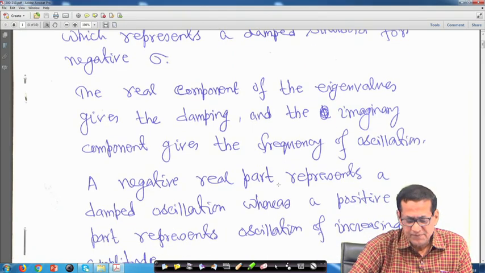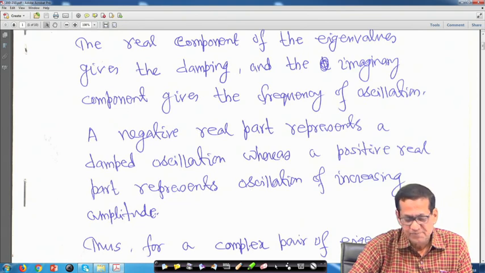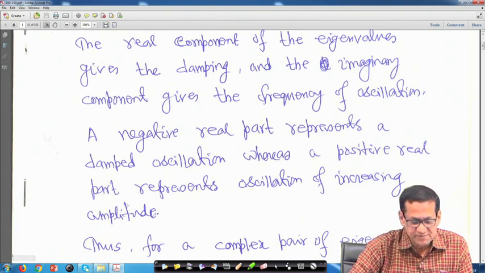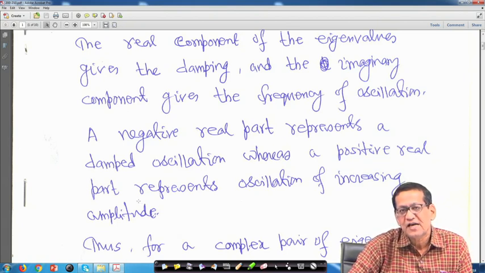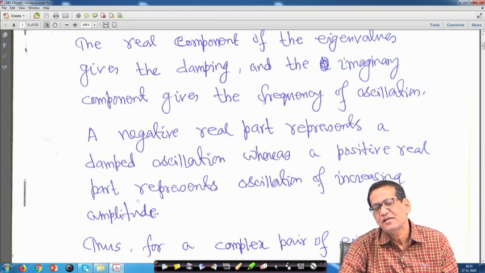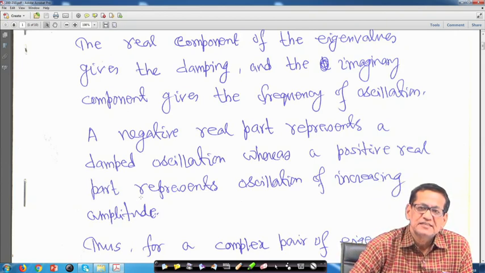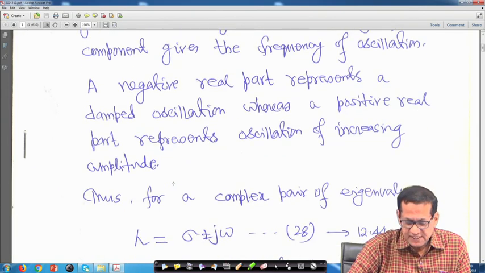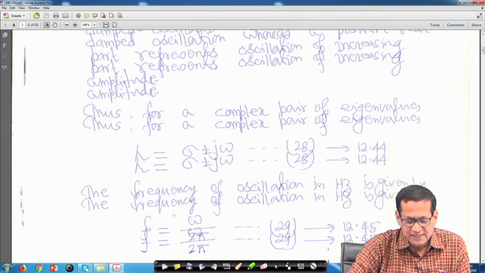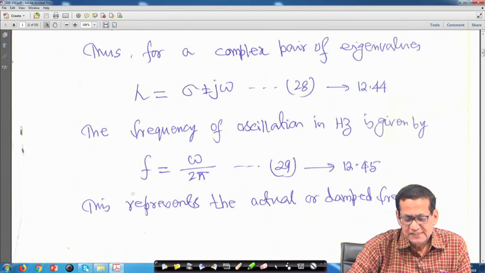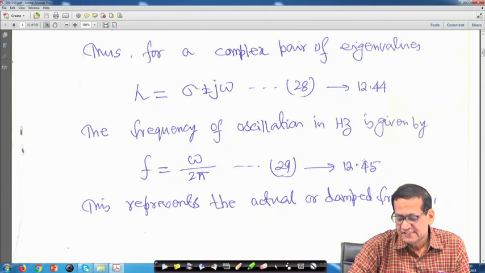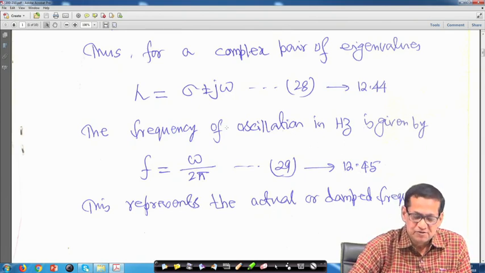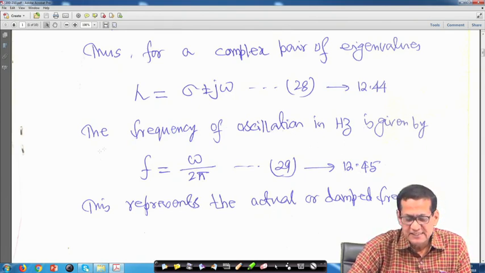A negative real part represents a damped oscillation, whereas a positive real part represents oscillations of increasing amplitude, which means it makes the system unstable. If the real part of the eigenvalue is negative, in general it is stable, but if the real part is positive, then it is unstable. Thus, for a complex pair of eigenvalues we can write lambda equal to sigma plus minus j omega. This is equation 20. So, the frequency of oscillation in hertz is given as f equal to omega by 2 pi.